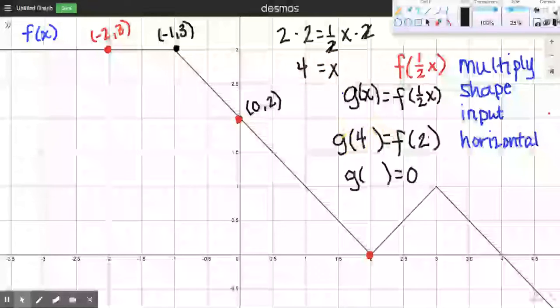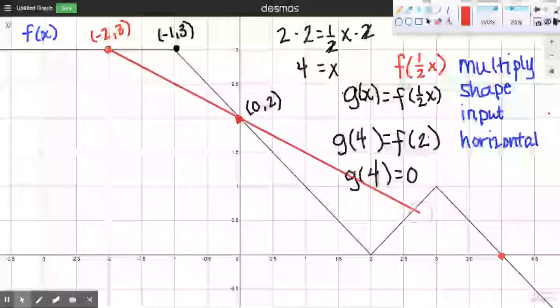So again, g of x is equal to f of half that number, so g of 4 is equal to f of half of 4. So g of 4 is what would give me 0 in this case. So that would be this number. So this point should not be here. This is on the black graph. But the new red point would be this guy right here. So this whole part here, as you can see, has been stretched horizontally.